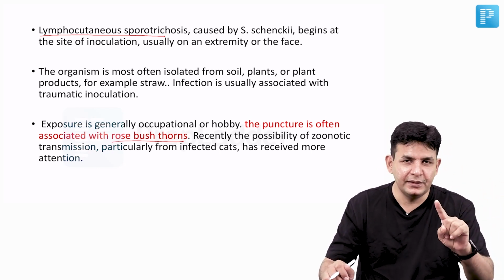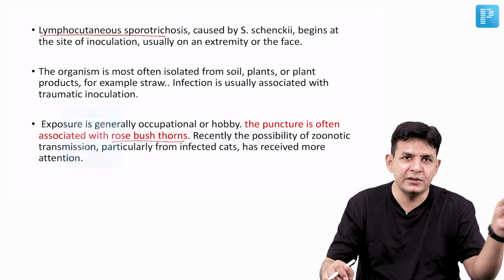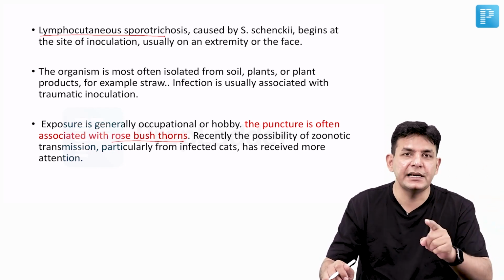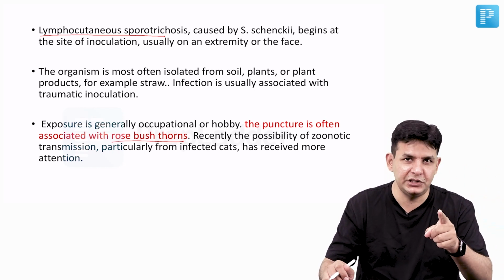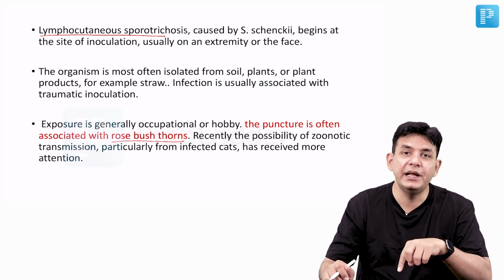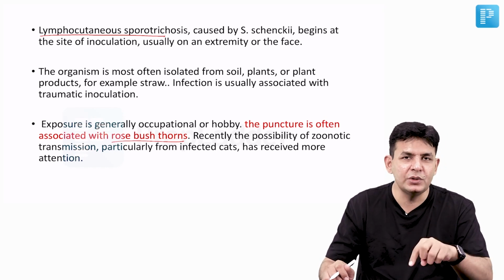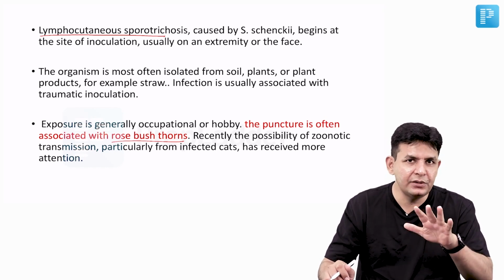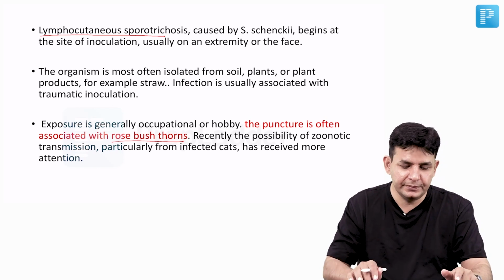So don't confuse them. What is the characteristic point in chromoblastomycosis? It is pigmented, first thing. Second thing is a wart-like, verrucous lesion. That is there, but it will not be on this side. It is the lymphocutaneous spread that is associated with what? Rose gardeners, who work in rose gardens. They get the prick from the thorn.